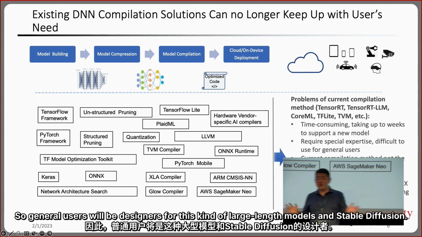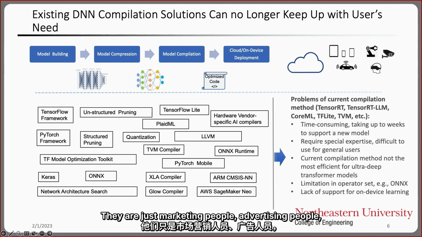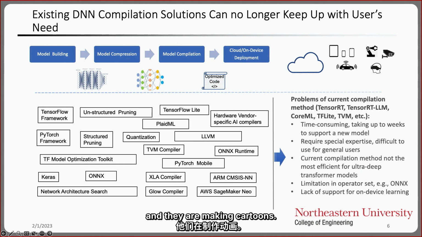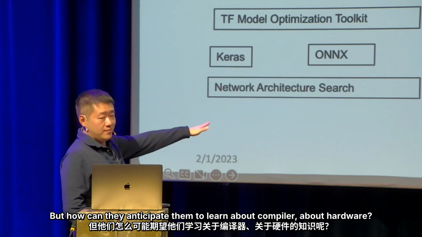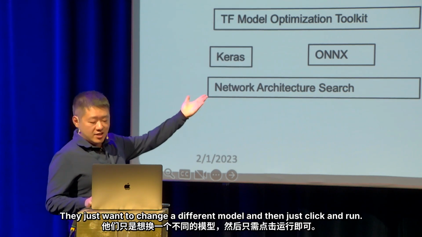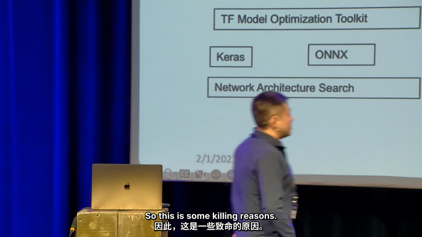The general users will be designers for large language models and Stable Diffusion. They are marketing people, advertising people, making cartoons. How can we expect them to learn about compilers and hardware? They just want to change to a different model, click, and run. So these are the killing reasons.